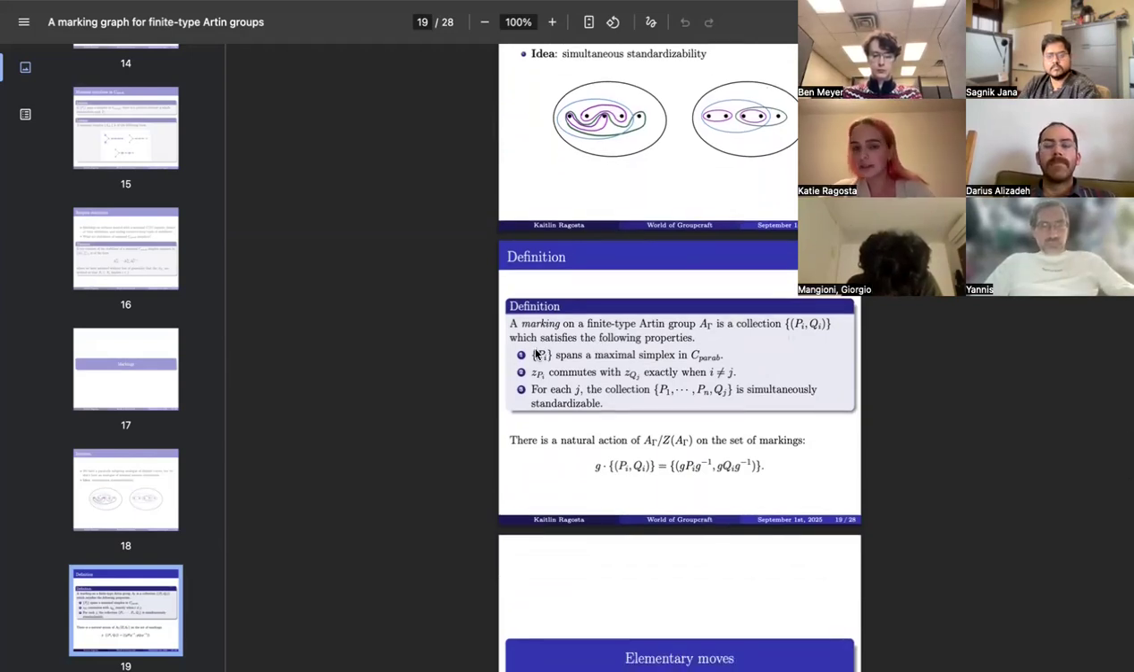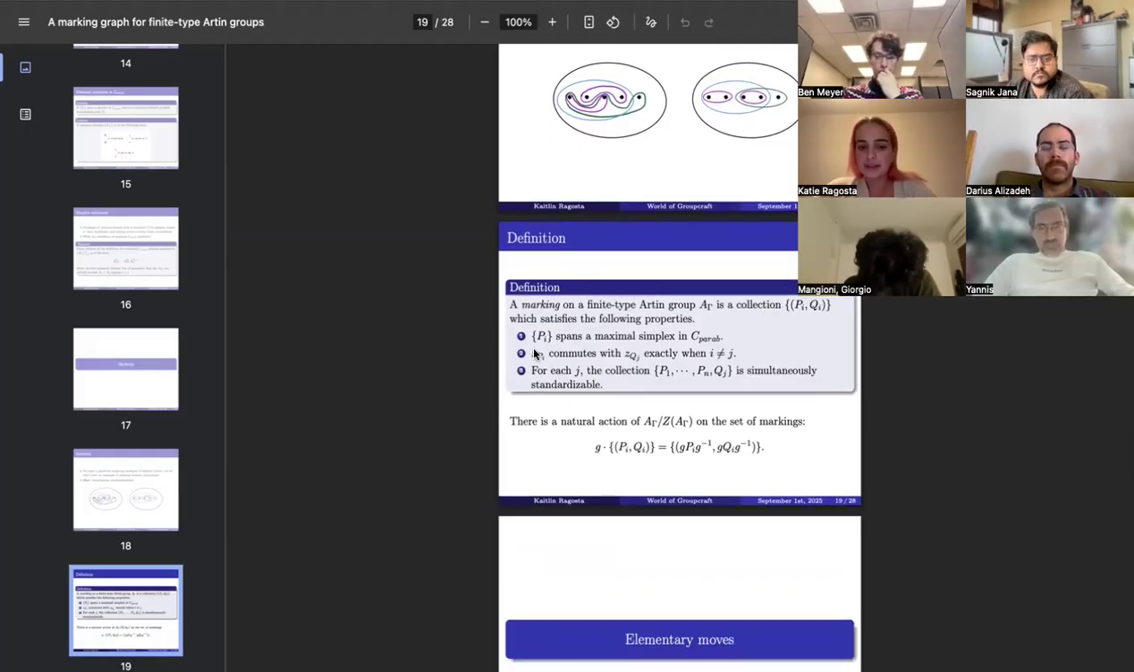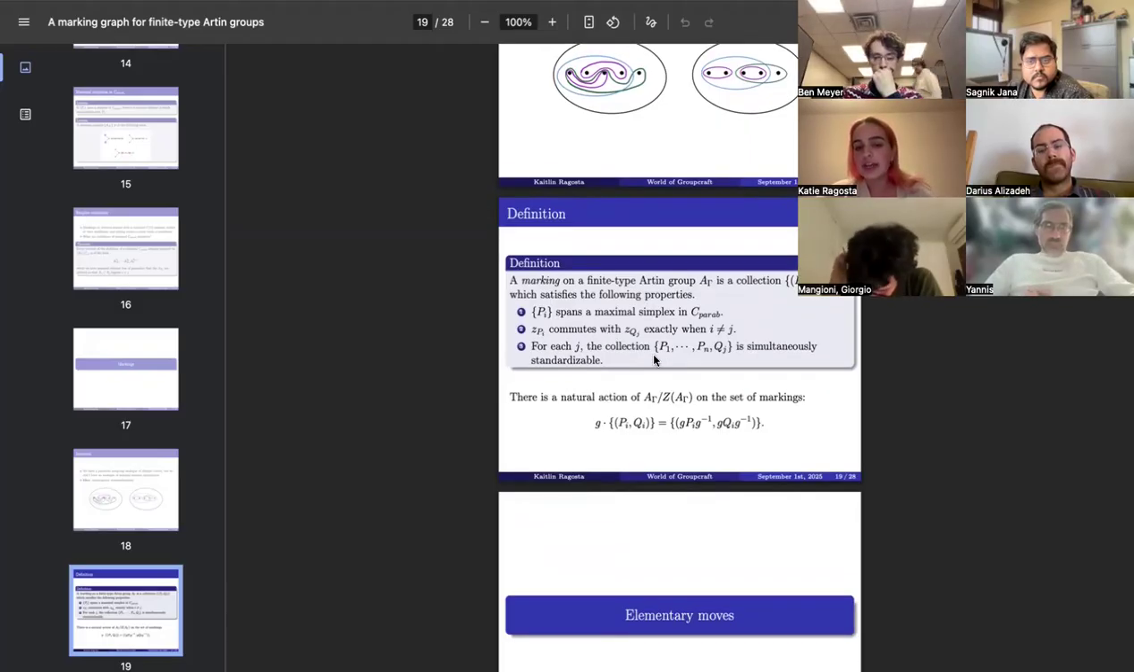So first, I want my P_i to span a maximal simplex in the complex of irreducible parabolic subgroups. So that's the analog of them being a pants decomposition. Second, I want the center of P_i to commute with the center of Q_j exactly when i is not equal to j. So that's the same non-intersection condition from the mapping class group case, just translated to our setting. And then lastly, for each j, I want the collection of all of the base parabolics and Q_j to be simultaneously standardizable.